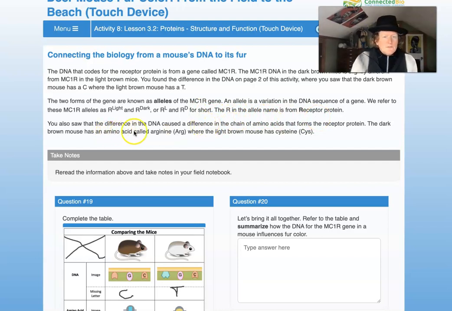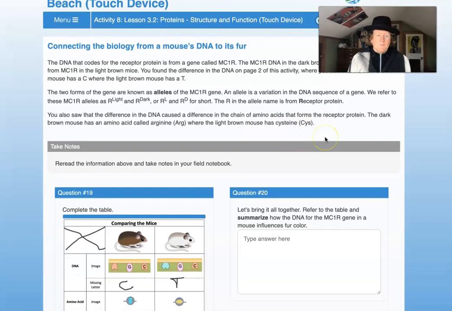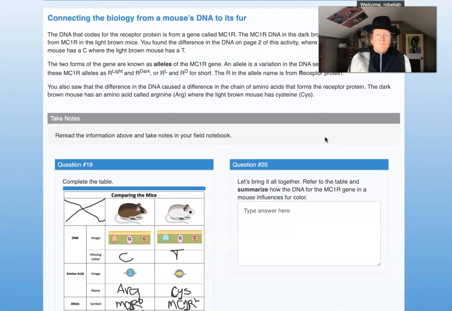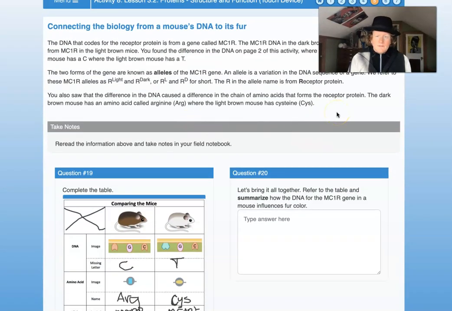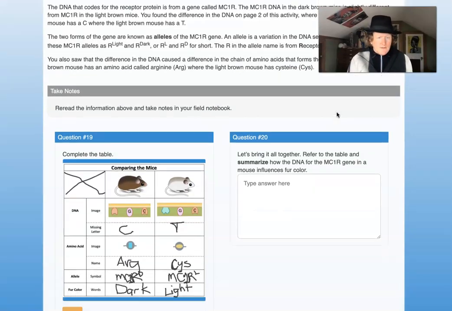You also saw that the differences in the DNA cause a difference in the chain of amino acids that forms the receptor protein. The dark brown mouse has an amino acid called arginine, where the light brown mouse has cysteine in the same position in the protein. Those are the amino acids that are a result of reading the RNA, which is transcribed from the DNA.